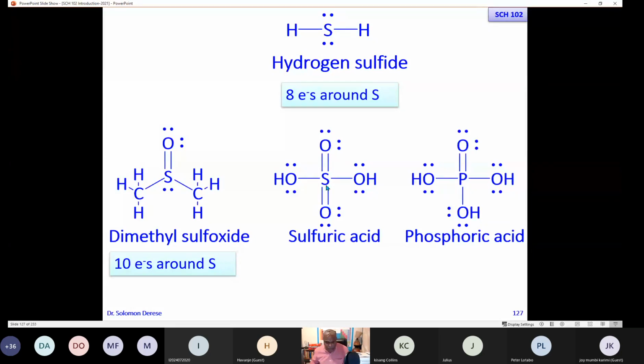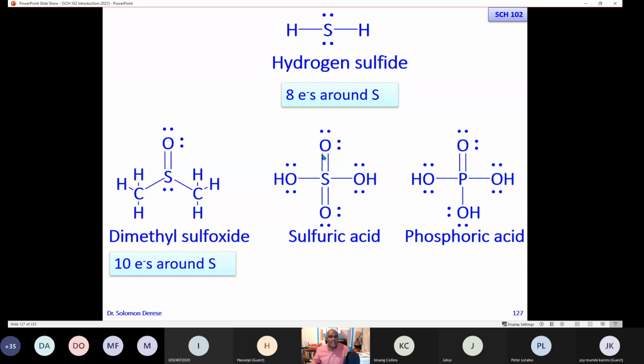Then when you look at sulfuric acid, an acid which you have studied and learned about all the way from primary school, around the sulfur, how many electrons are there on the sulfur? 10. A low count, very well. In sulfuric acid, how many lines do you see around the sulfur? You see 6 lines. 6 lines around the sulfur.